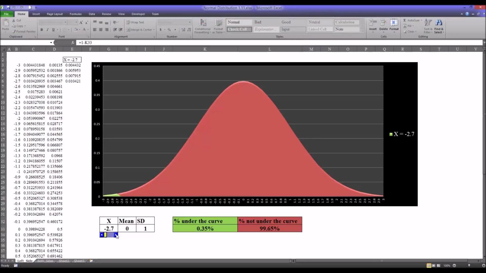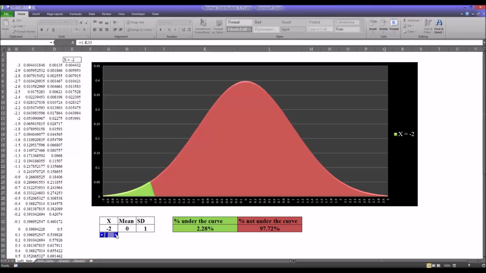As we move the scroll bar to a different z-value, this is -2. You can see now this is two full standard deviations below the mean. That's what a z-score of -2 is. So the area under the curve is still relatively small, at 2.28%, and 97.72% is not under the curve.